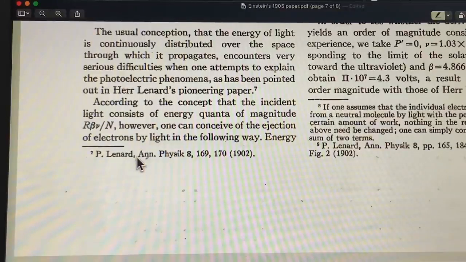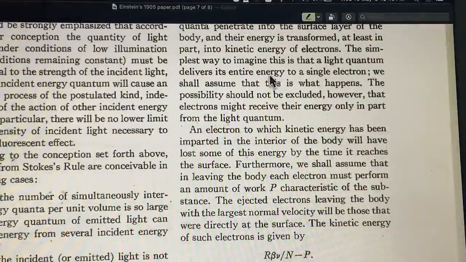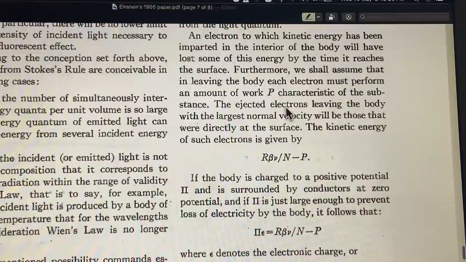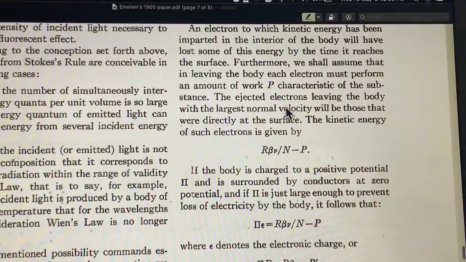Stokes' rule was one example, for photoluminescence. This is the second example, and the theory that he has developed in terms of energy quanta, he tries to apply here. So here he applies his description of light. The simplest way to imagine this is that a light quantum delivers its entire energy to a single electron, and the rest everyone knows, this h nu.